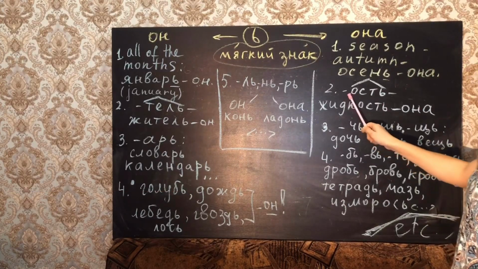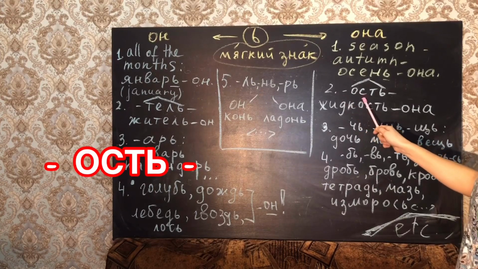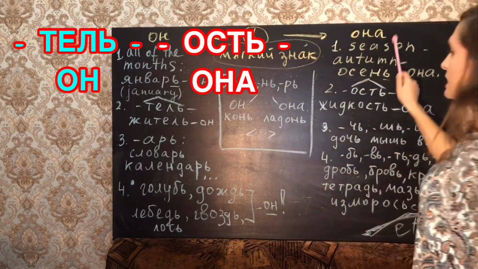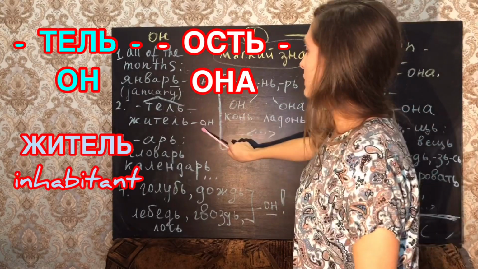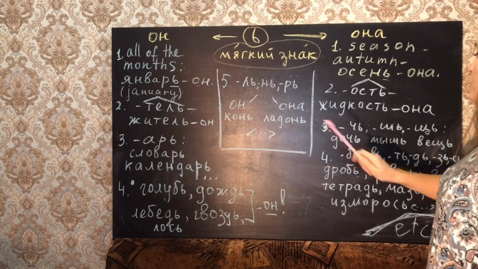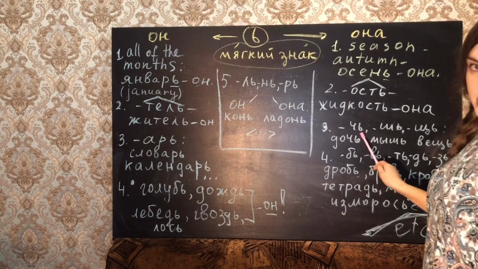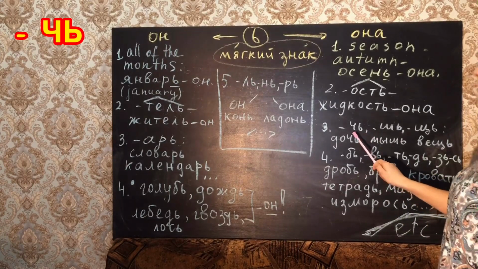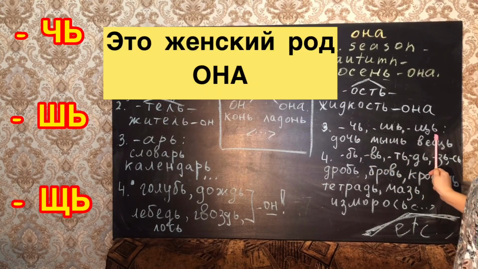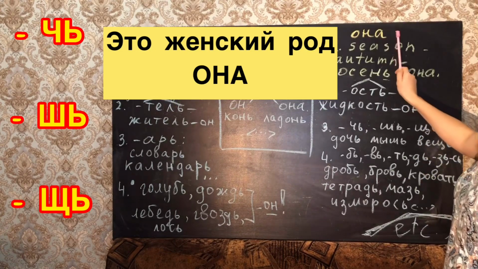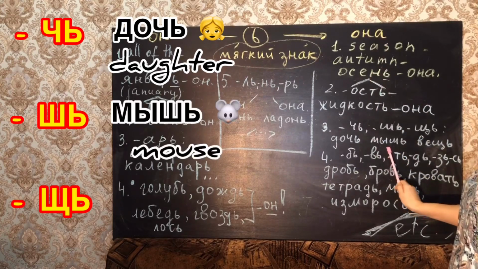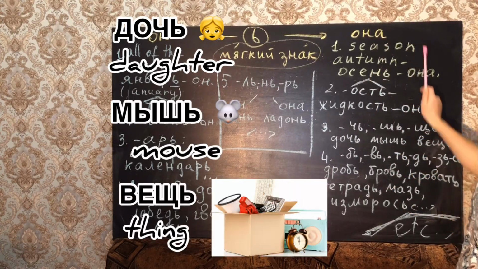The second, if you see ость, it means that it is она, just like тель is он. For example, житель, он, but жидкость, она. Okay? The third one, if you see the ending ч, мягкий знак, ш, мягкий знак, щ, мягкий знак, это женский род, она. Дочь, она, мышь, она, вещь, она.